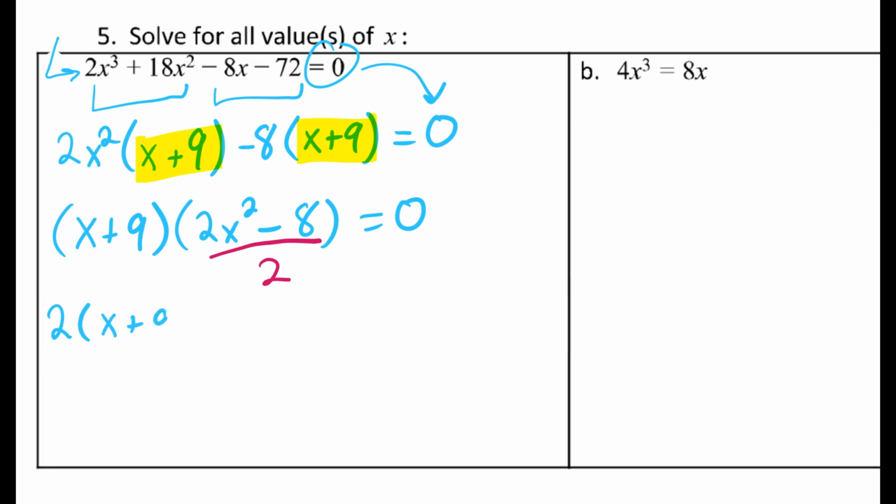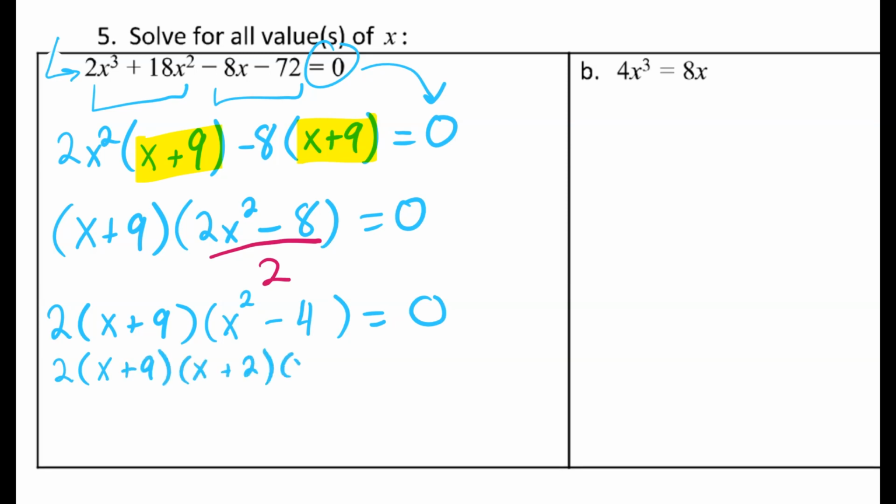So I'm going to pull that 2 on the outside, and I'm left with x plus 9 times x squared minus 4. And it's a good thing I pulled that out because x squared minus 4 I recognize as a difference of two squares. So I can factor it one more time to give myself x plus 2 and x minus 2. I've got it set equal to 0, and I've factored completely, so I'm going to separate it now and set all of my pieces equal to 0.